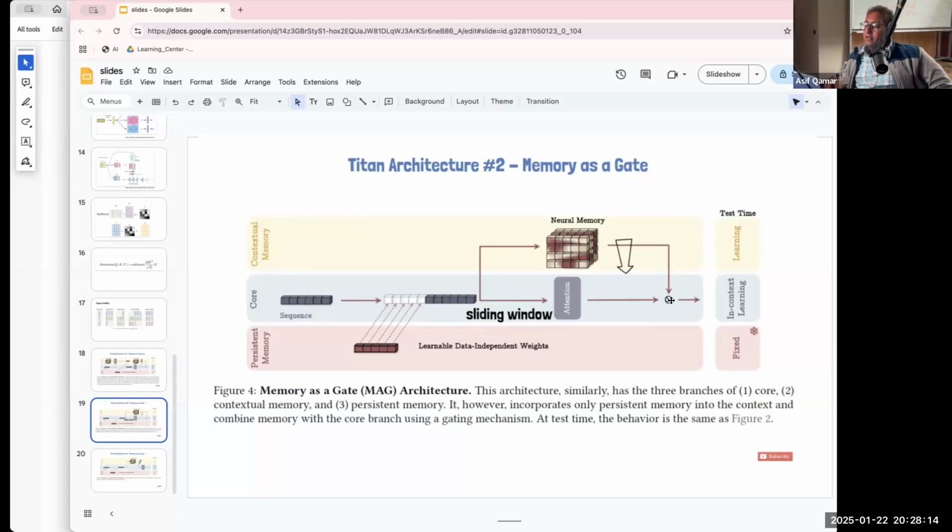And also the gate here means there is an option for the system to decide how much weightage to give between the information coming from the attention layer and the information from the neural memory layer. So if you look at this architecture, the information from the neural layer, the long-term memory, is not fed into the attention. Have you noticed that?